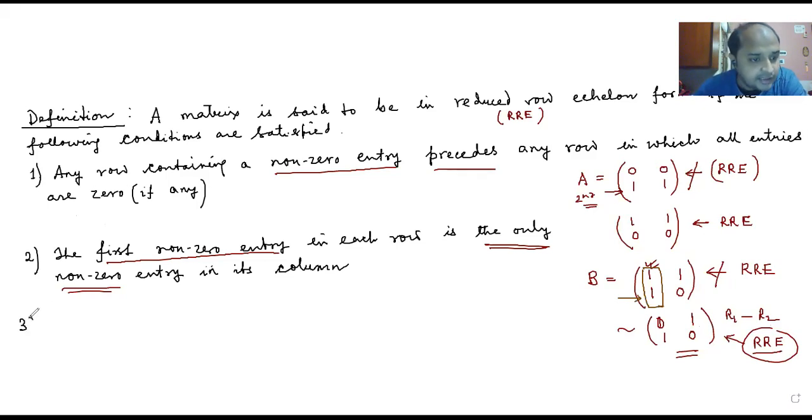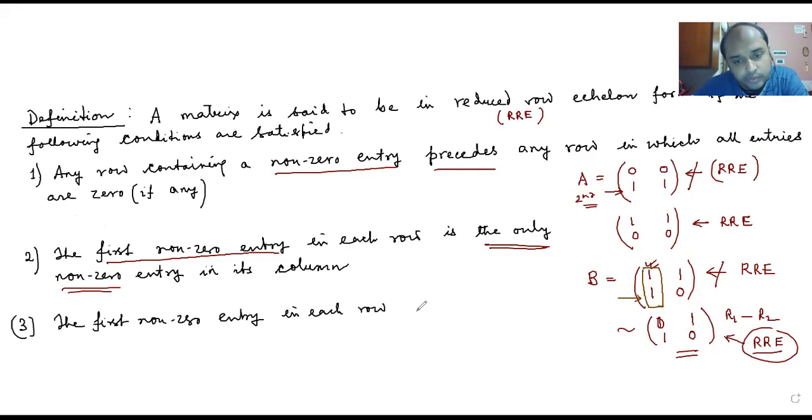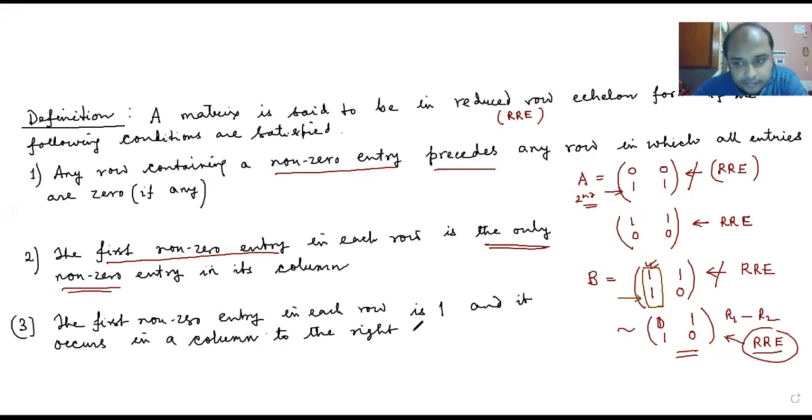And number three, the last thing: the first non-zero entry in each row is 1, and it occurs in a column to the right of the first non-zero entry in the preceding row.